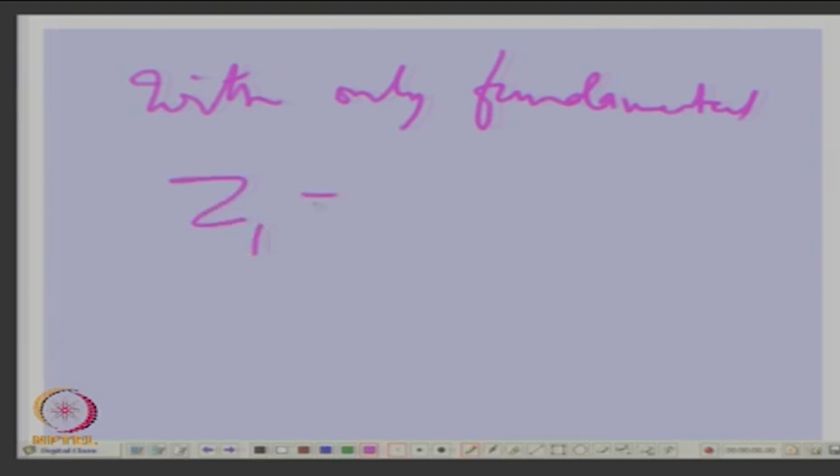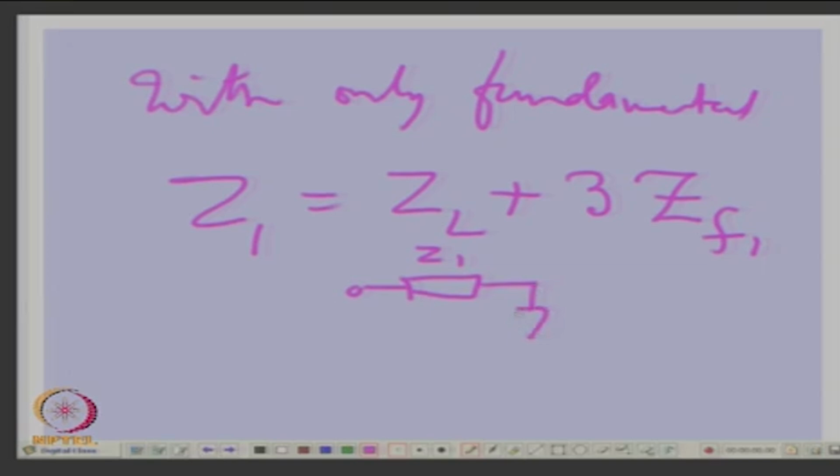Therefore, we know that with only the fundamental, Z1 will be equal to ZL plus 3 times ZF1. So, you will have Z1 plus 3 times ZF1, this will be Z1. Okay. So, you know this is the positive sequence impedance of a 3 phase induction motor and we have defined what is ZF1, isn't it.